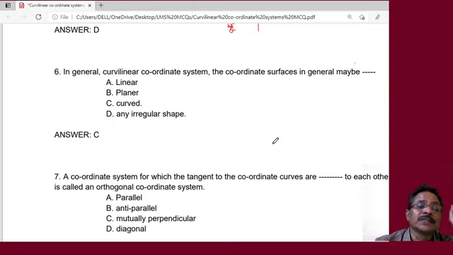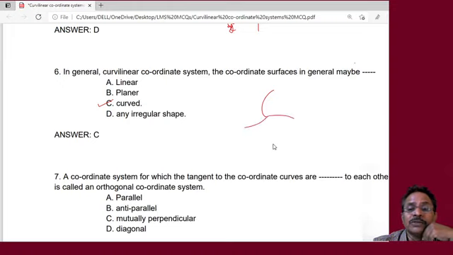So all the surfaces, the curvilinear coordinates as well as coordinate surfaces, may be curved ones, and that's why C is the correct option for this. You might have heard about this or seen this diagram earlier. So let there be three different surfaces like this.